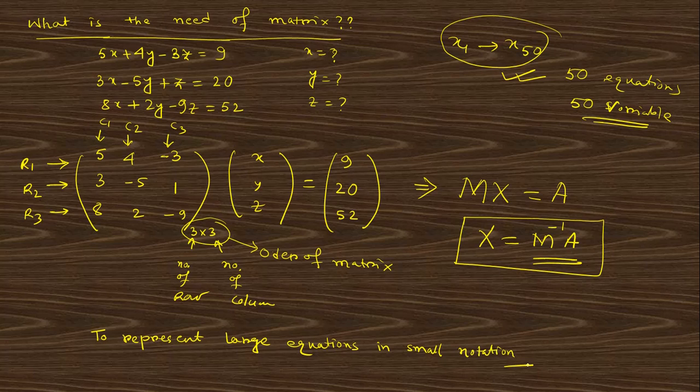Okay, in small notation, a large equation can be represented as a small equation using a matrix. In a matrix, there are some number of rows and some number of columns, and the order of the matrix is written as the number of rows times the number of columns. Next, addition and multiplication of matrices.